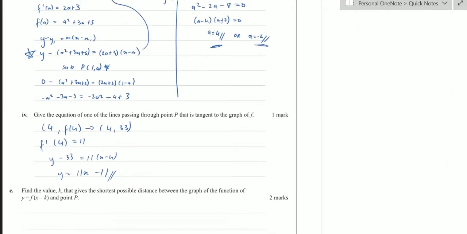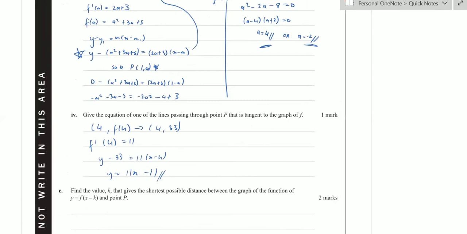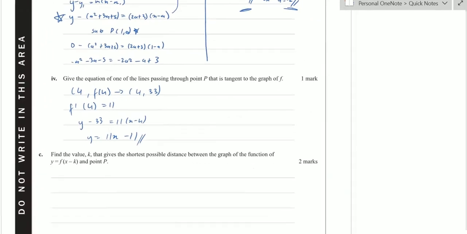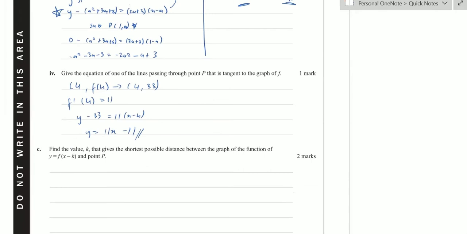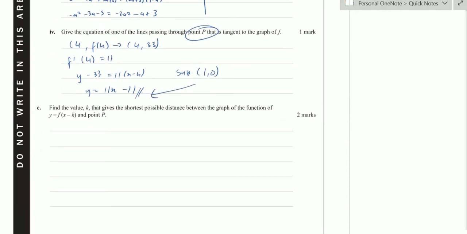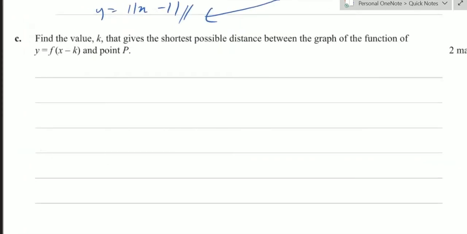So if you think that answer is fishy at all, you could either do it now or do it in checking time. You can sub the point P, so sub 1 and 0 into here, and if it works, good indication that your answer is correct. So next question, find the value of k that gives the shortest distance between the graph of y that's been translated and the point P.